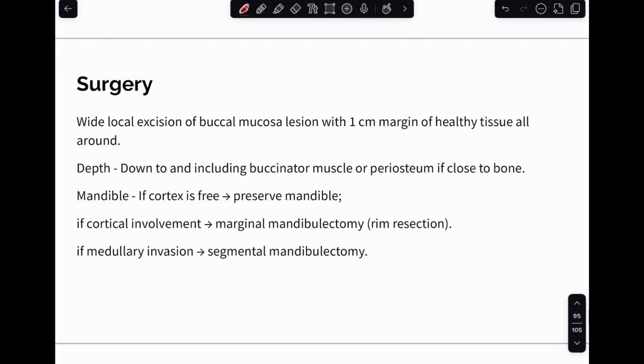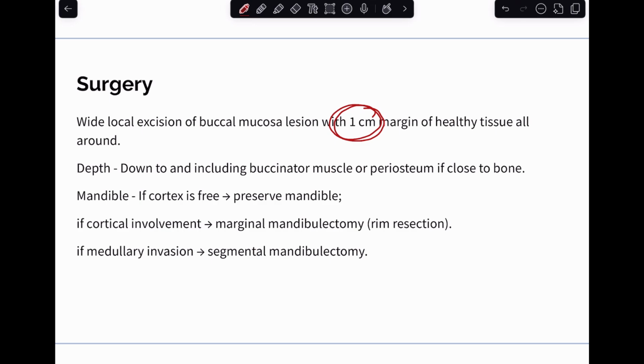So here we'll perform a wide local excision of the buccal mucosa lesion, and it is important that we leave a 1 centimeter margin of healthy tissue all around. Depth will go down to and including the buccinator muscle or periosteum if it is close to the bone.